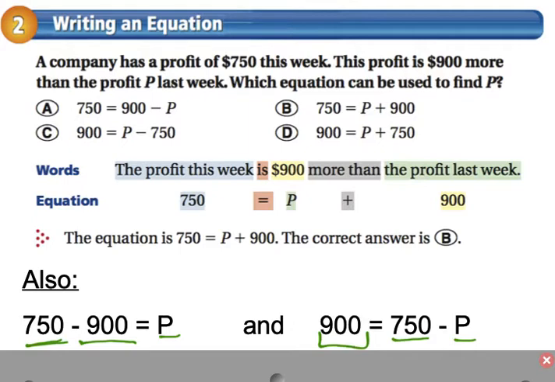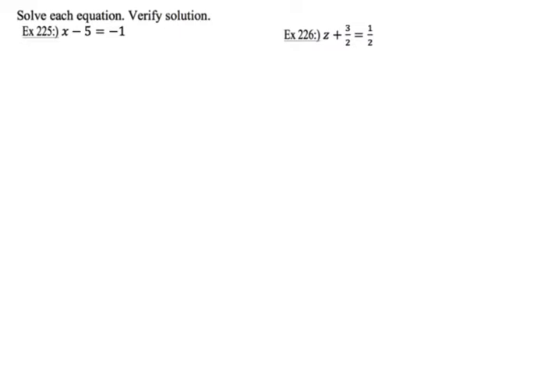They're just different ways of setting up the same thing, which actually shouldn't be a surprise because addition and subtraction, you learned in earlier grades, are opposite operations. So this thing where we're showing 750 is P plus 900, you can take the 900 minus the 750 to get P, or you can take the 750 minus 900 to get P, or 750 minus P to get 900, because you can do subtraction to undo addition. Okay, some more examples.